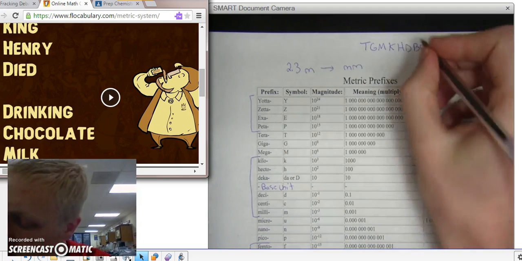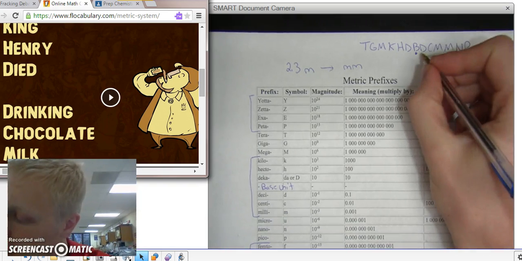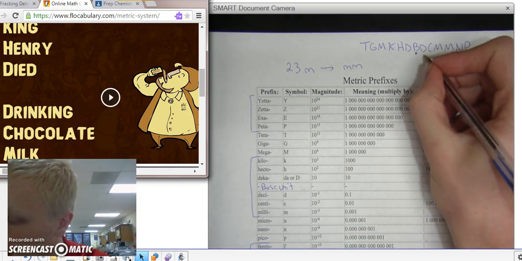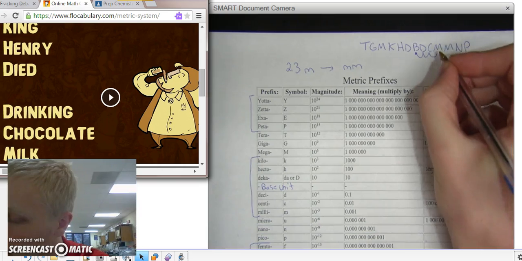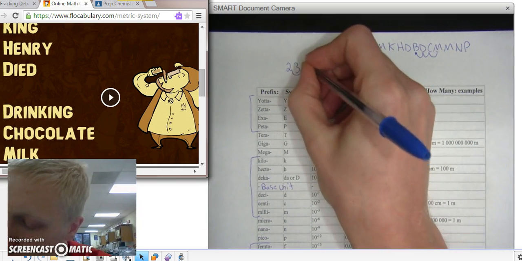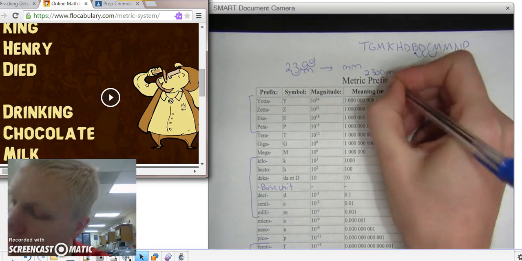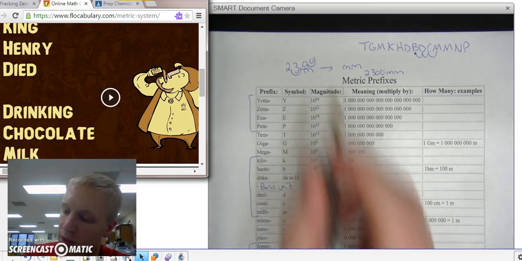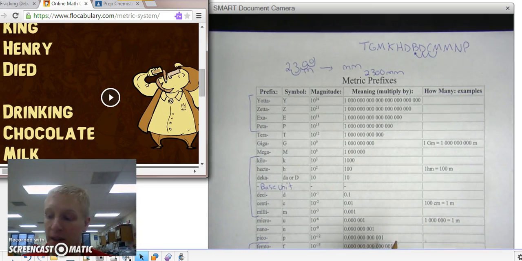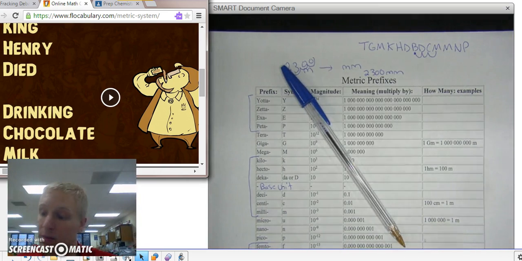And we're at meters, which is represented by base unit. And we want to get to millimeters, which is deci, centi, milli. 1, 2, 3 steps to the right we're moving. So I'm going to move my decimal 1, 2, 3 steps to the right, which gives me 2,300 millimeters is equivalent to 2.3 meters. And that is how you convert between various metric prefixes without using math.